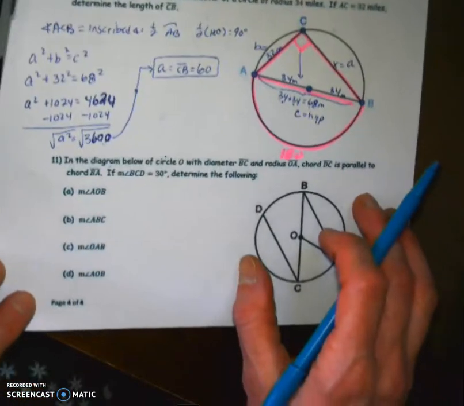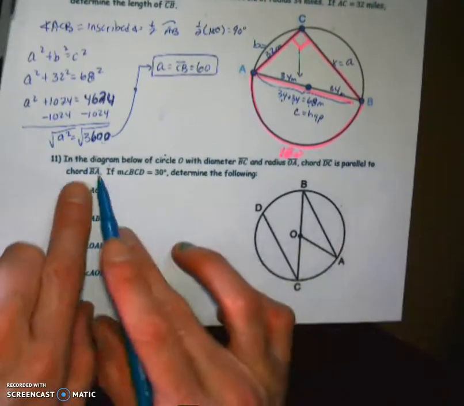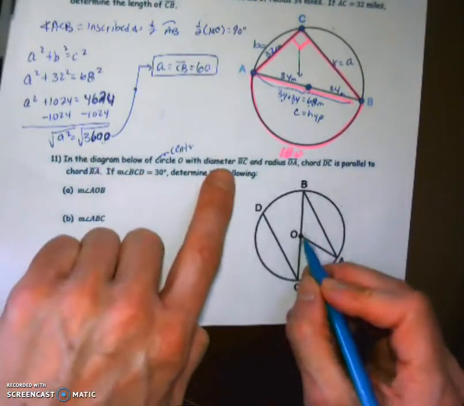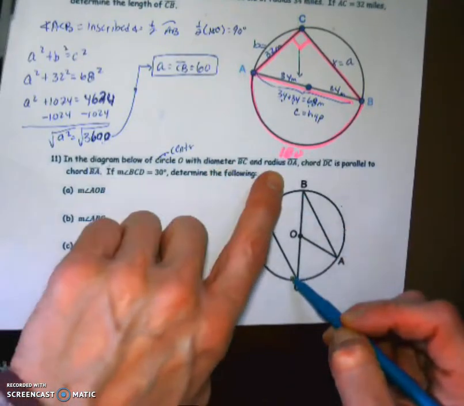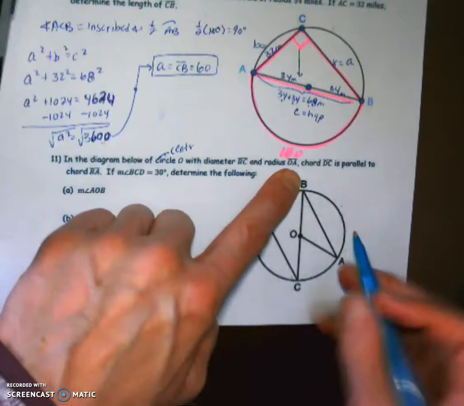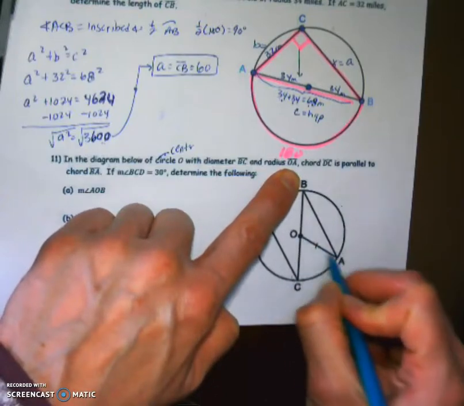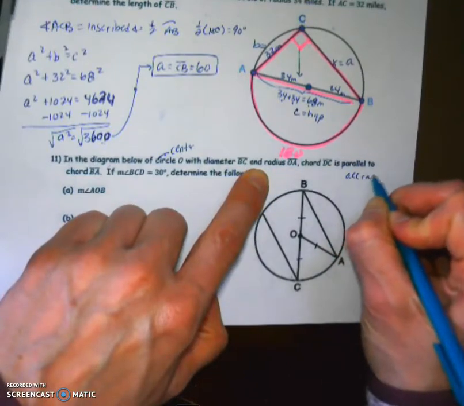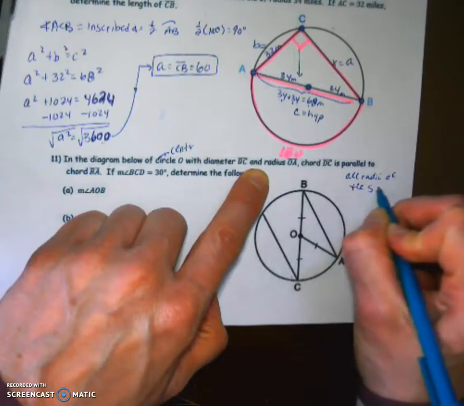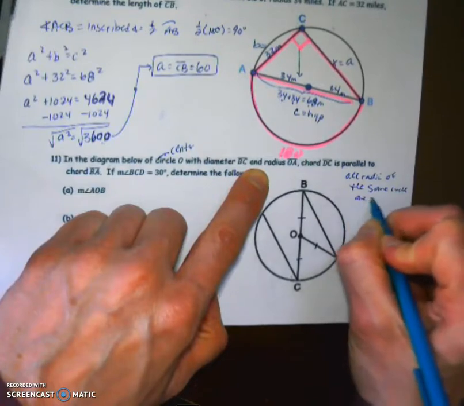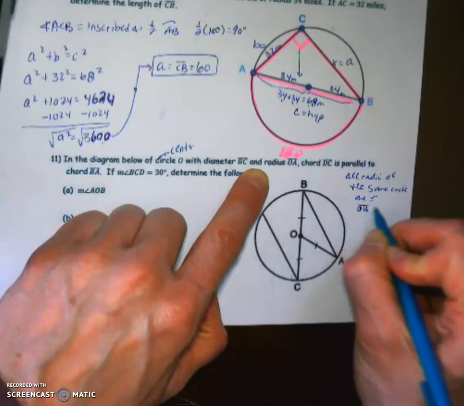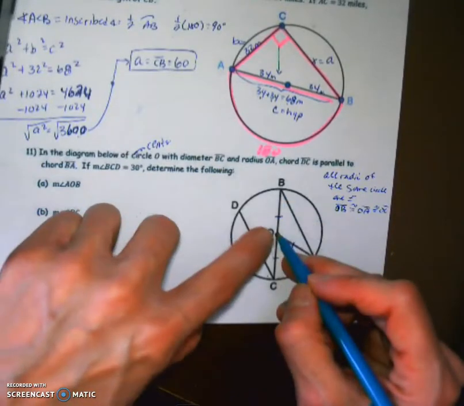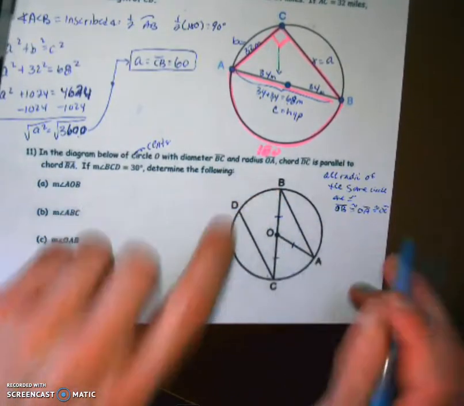Okay, one last question and you are done with Unit 12. In the diagram below of circle O, so by now you should know O is the center, diameter BC, and radius OA. So let's talk about this for a minute. All radii of the same circle are congruent, okay? So OB is congruent to OA, is congruent to OC. All radii run from the center to any point on the circle. So these three radii are all congruent.